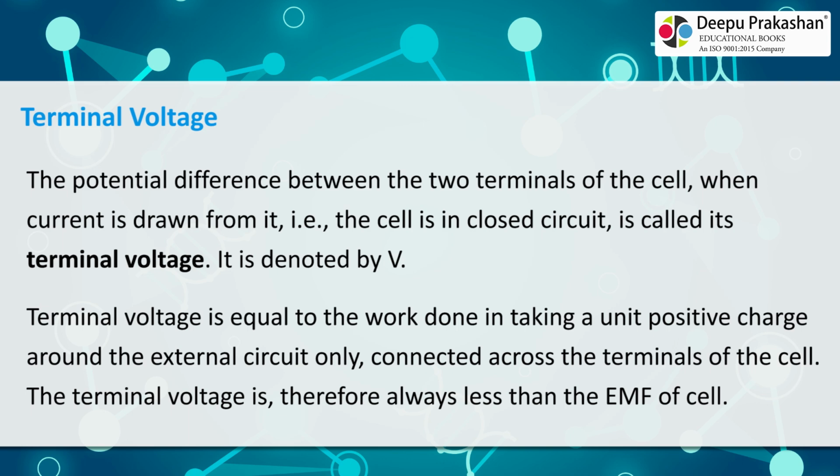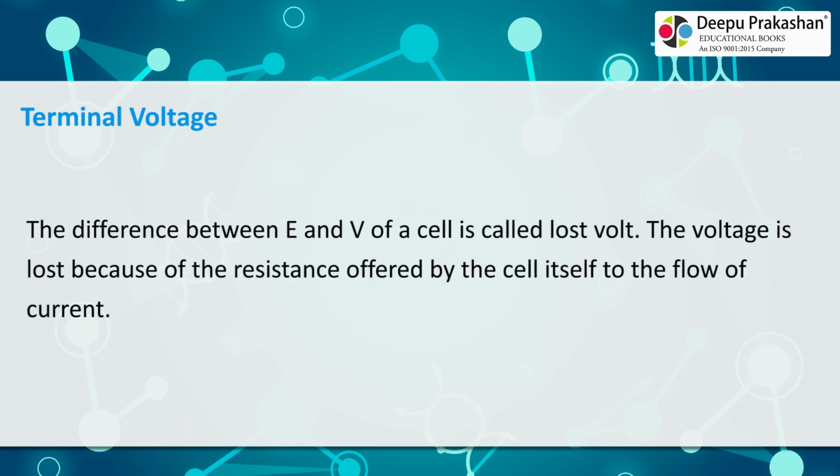The terminal voltage is, therefore, always less than the EMF of the cell. The difference between E and V of a cell is called lost volt. The voltage is lost because of the resistance offered by the cell itself to the flow of current.